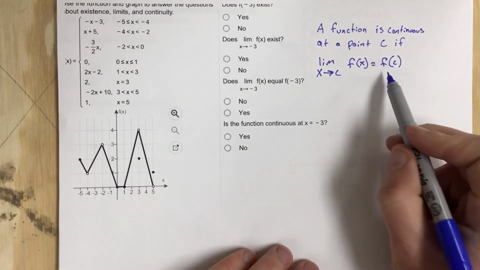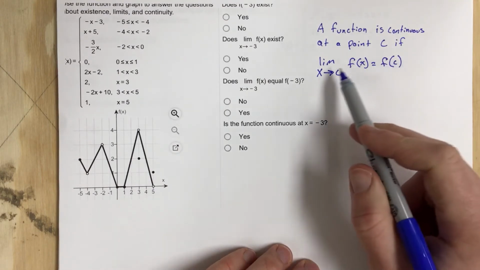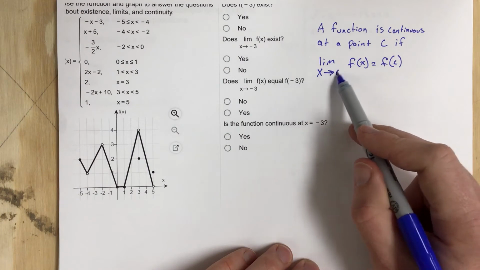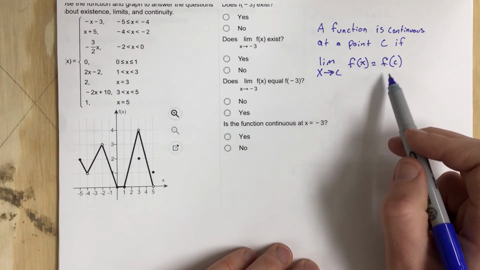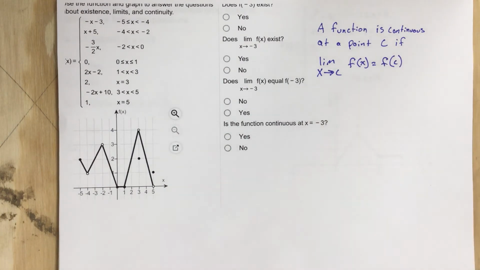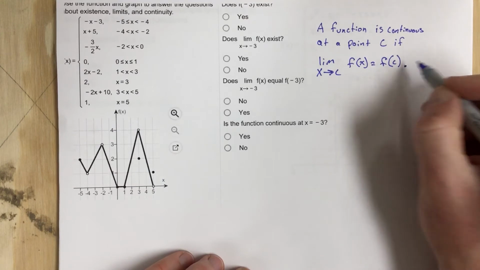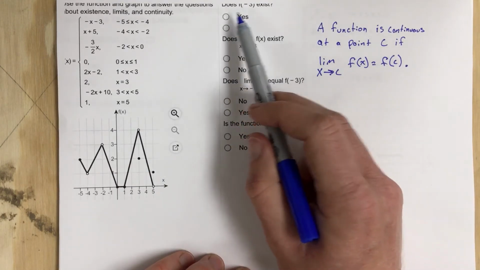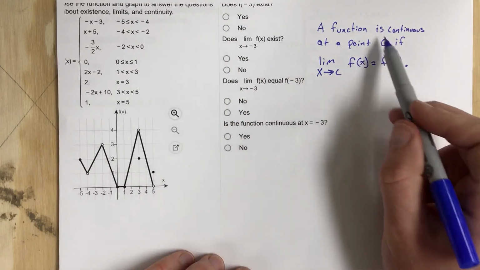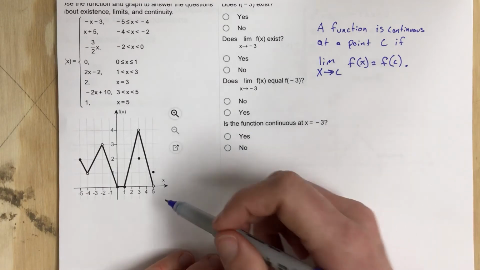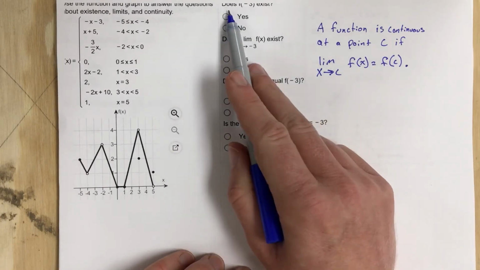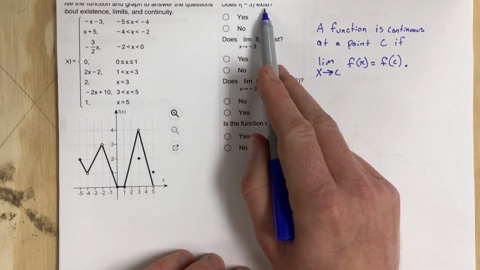Meaning, if the function is defined at point C and the limit as x approaches C is the exact same number as the number the function is defined at, then we have a continuous function. So let's go ahead and look at the questions and determine, using this definition, whether or not that function is continuous. So it says, does f of negative 3 exist?